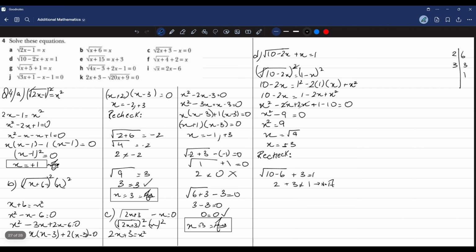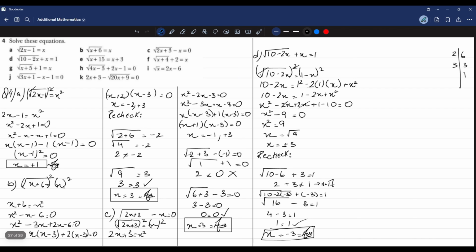However, for the other value, negative 3, if I were to recheck this: 10 minus 2 multiplied by negative 3, plus negative 3 is equal to 1. Now I will simplify this. Negative 2 multiplied by negative 3 is equal to positive 6. So 10 plus 6 is equal to 16, under root of 16 is 4, and 4 minus 3 is equal to 1. 1 is equal to 1, and this is our correct answer. So we can easily say in this part, x equals negative 3 is our only answer. And that's the importance of rechecking.